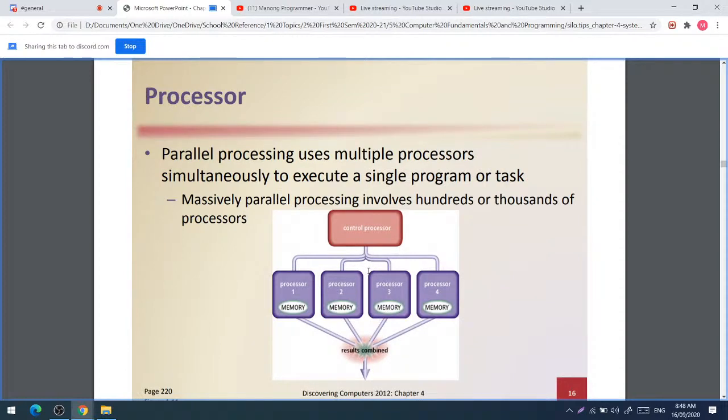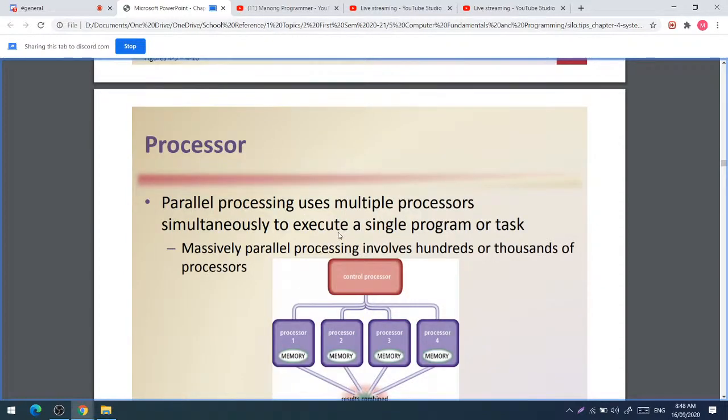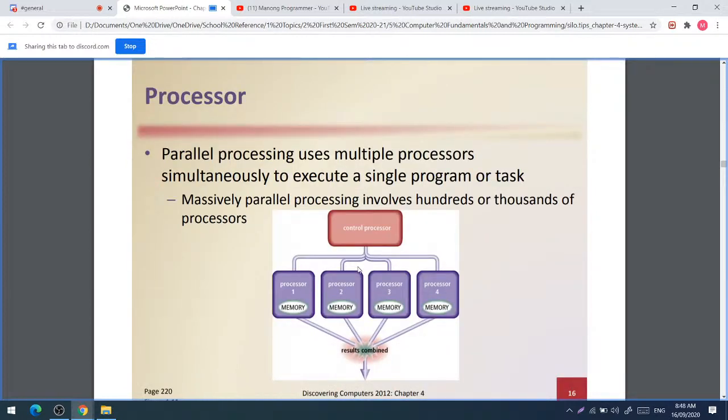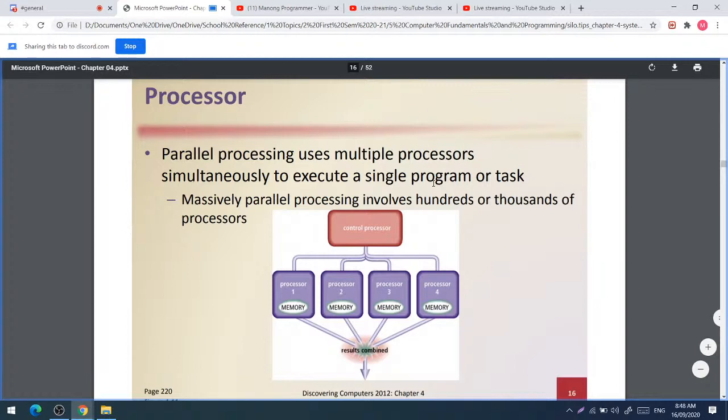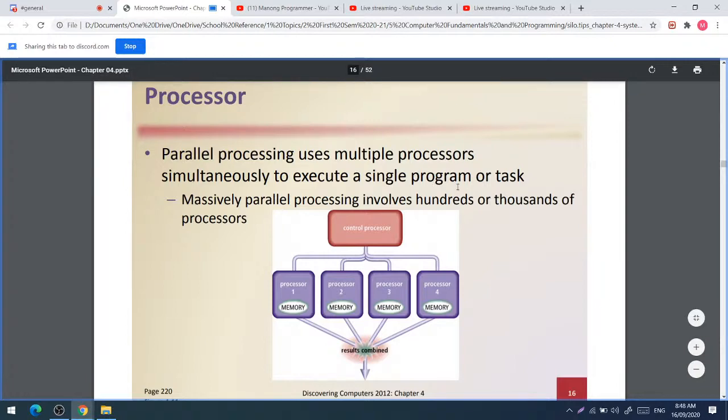So, we also have the parallel processing in our processor. So, ito na po yung ginagamitan ng multiple processor or multi-core processor. So, yung sinabi ko, sabay-sabay po i-execute yung instruction. So, parallel processing uses multiple processors simultaneously to execute a single program or task. So, mas mabilis po siya.